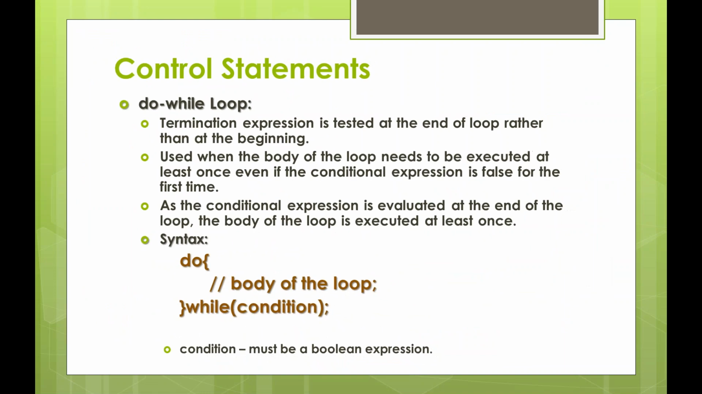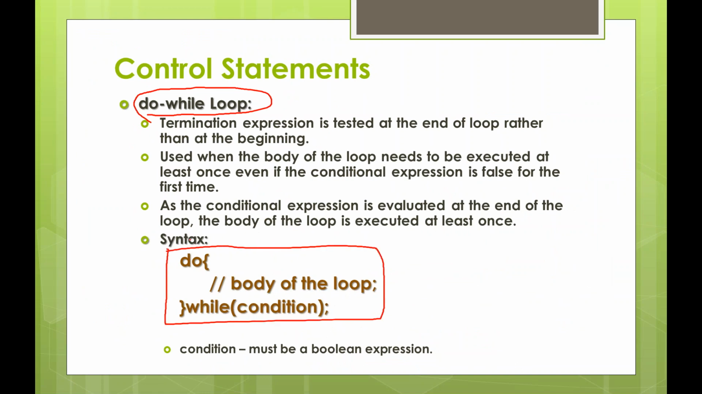So here we will see the do while loop. We just saw a while loop, and we will continue with the do while loop. The syntax for the do while loop is that it starts with the do keyword, and then the body of the loop. We mention the body of the loop within flower brackets, as usual.